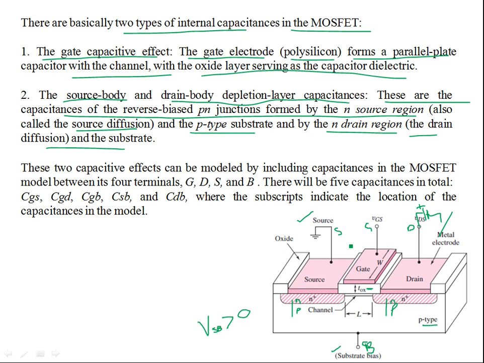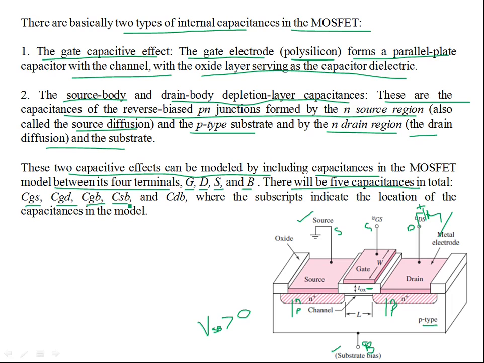Those are between the source and the body, and the drain and the body. So these two capacitive effects can be modeled by including capacitances in the MOSFET model between its four terminals: the gate, drain, source, and bulk. We are assuming the source and the body are not at the same potential here. So in that case, there will be 5 capacitances in total, given the 4 terminals. Those are gate-source, gate-drain, and gate-bulk, and then you have source-bulk, because they're not at the same potential.